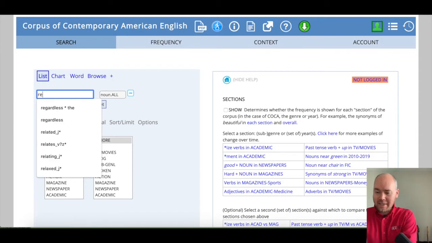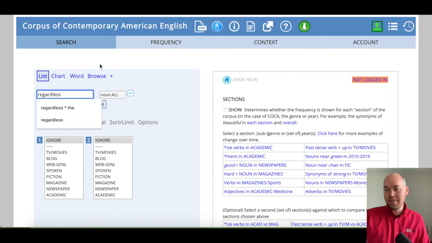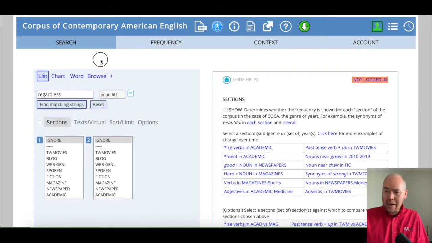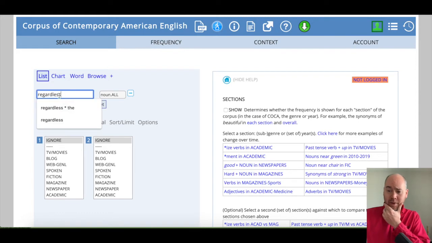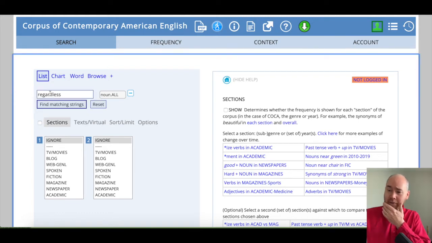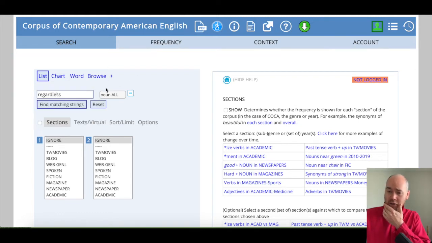So let's try to find something about this word, regardless. I don't know if you know this word. You can look it up in your dictionary. It'll tell you it's something like the word but or something like the word however. It's used to show contrasts between different ideas. But we're going to find out how to actually use this word in COCA. So ignore all this for now. Just type regardless. If you're doing this with me, type regardless and then hit search.